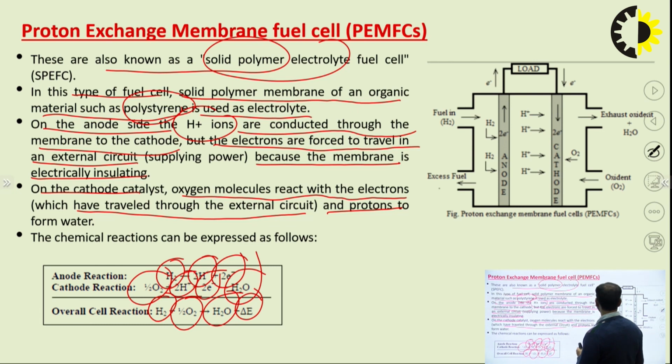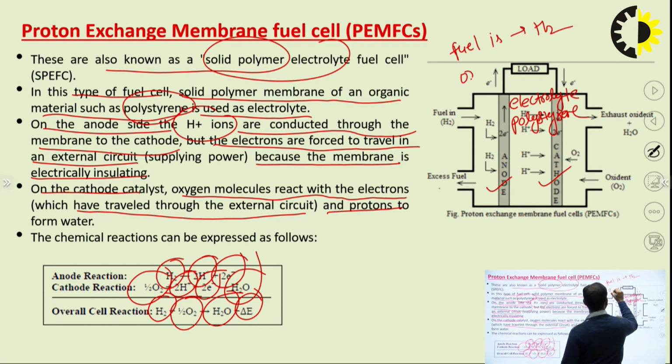So here in this type of fuel cell, this is anode, this is cathode, and in between anode and cathode, electrolyte is polystyrene. Here fuel is H2 and oxidant is O2. Okay, and electrolyte is polystyrene.